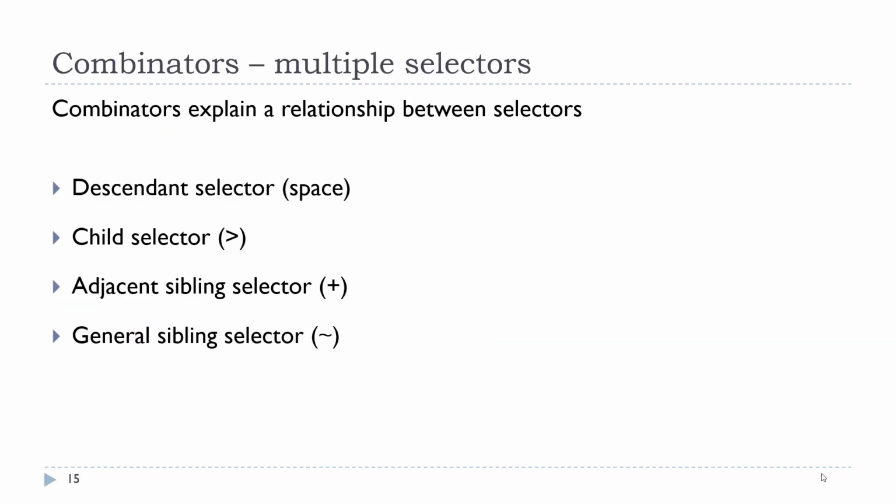In CSS, we have the phrase combinators. Combinators refer to multiple selectors, and they also explain a relationship between selectors. There are several types of combinators that we will be looking at. You will be familiar with the descendant selector. You may not be familiar with the others. We have a child selector, an adjacent sibling selector, and a general sibling selector.